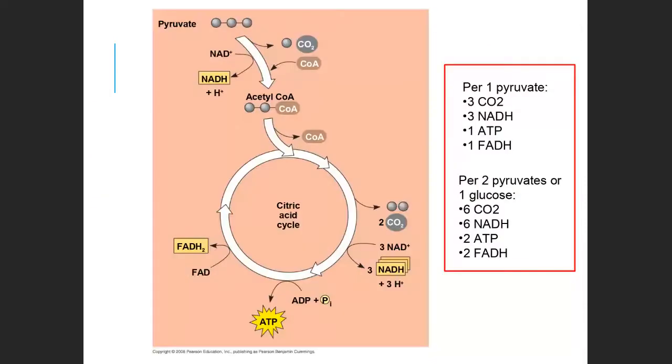So this is what I got if I combine everything per molecule of glucose from the beginning. I have 2 pyruvate. The 2 pyruvate enter. So in the beginning, I have 2 ATPs, 2 NADH. Then after that, I have 6 CO2, 6 NADH, 2 ATP, and 2 FADH2.